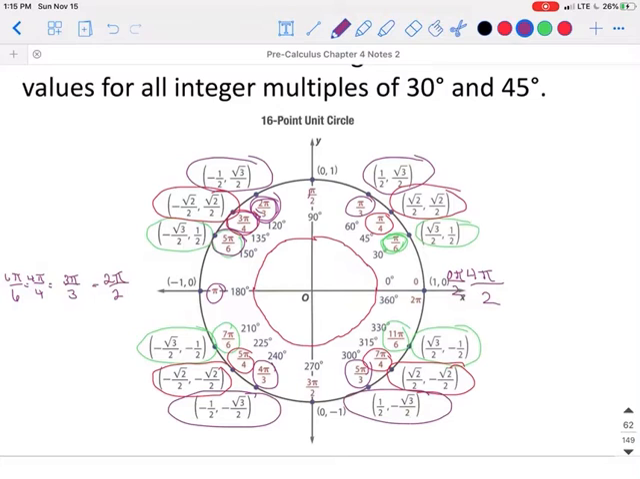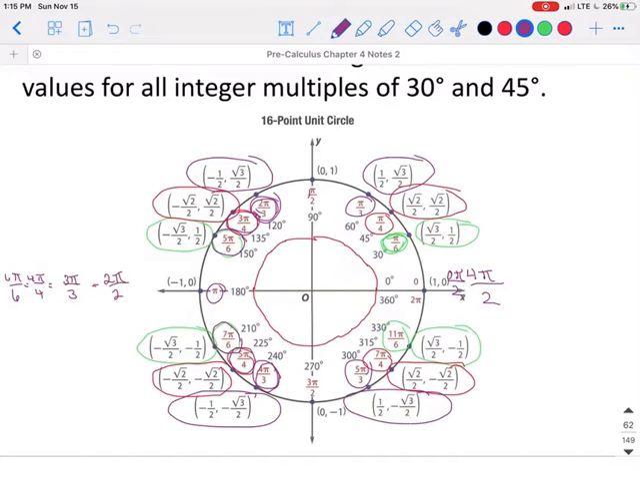Now, once you go past pi, you are going to add instead of subtract. Since we're at 6 pi over 6, we go 1 more past it. That takes me to 7 pi over 6. 4 pi over 4, go 1 past it, is 5 pi over 4. And 3 pi over 3, go 1 more. That takes you to 4 pi over 3.